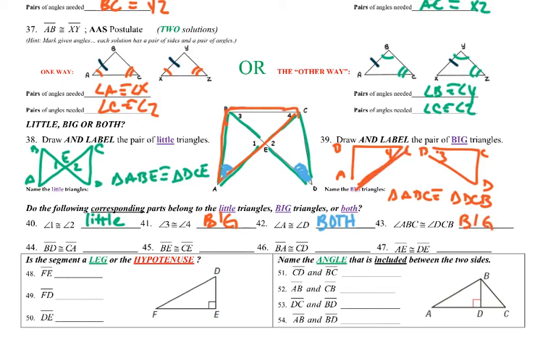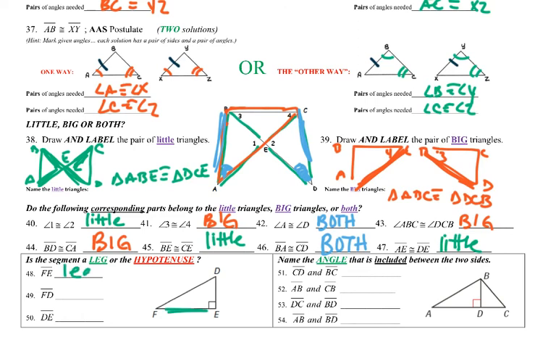BD and AC, those are those big sides that are in the big triangles. BE and DE, or BE and CE rather, those are in the little. BA and CD, those are here, those are actually in both. And then AE and DE here are in the little. Big, little, both. Last one, is it a leg or a hypotenuse?